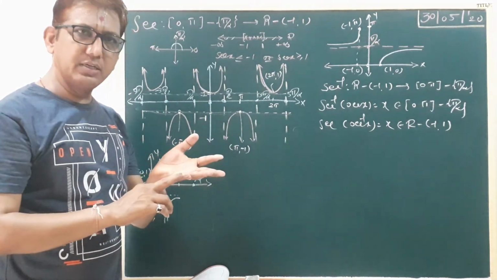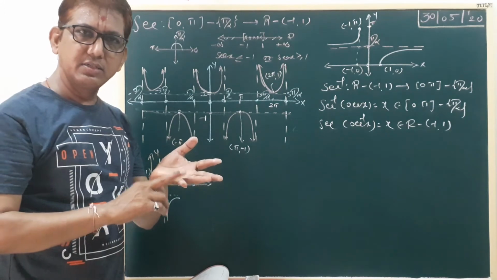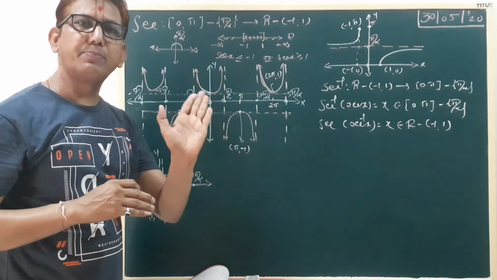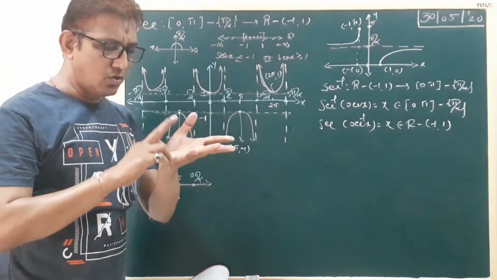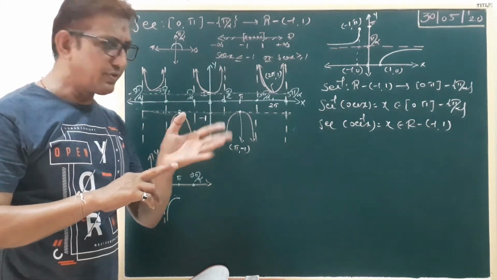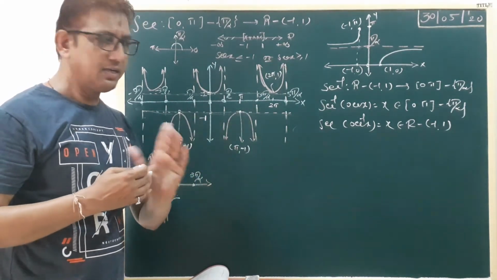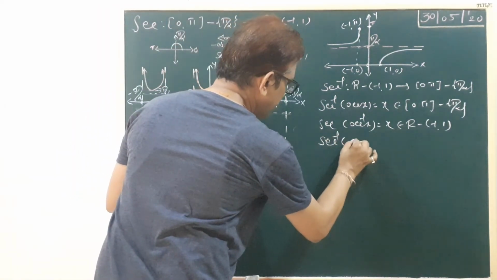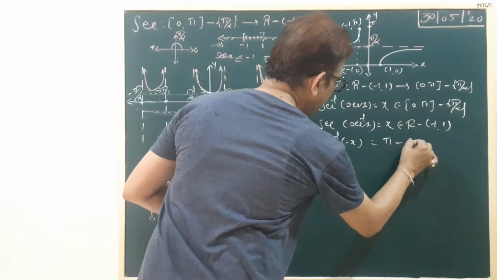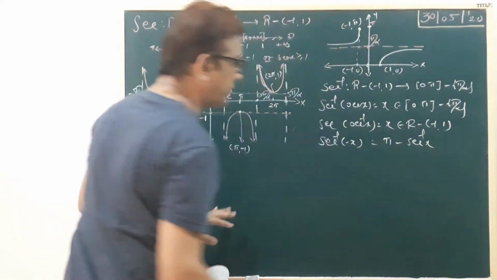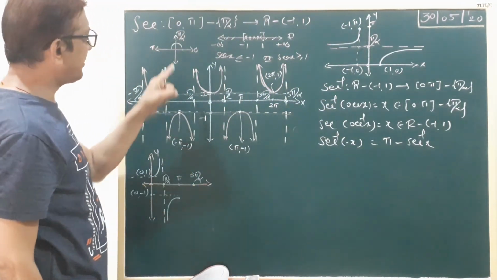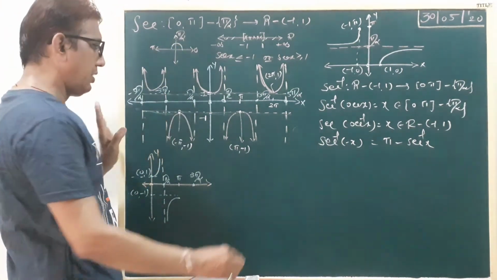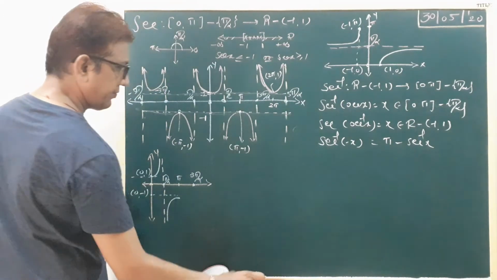But in 2 functions, cos inverse of minus x we write as pi minus cos inverse x. Cot inverse of minus x we write as pi minus cot inverse x. Exactly similar here: sec inverse of minus x we write as pi minus sec inverse x, because of the first and second quadrants. Clear? Okay. Now we discuss the sums.